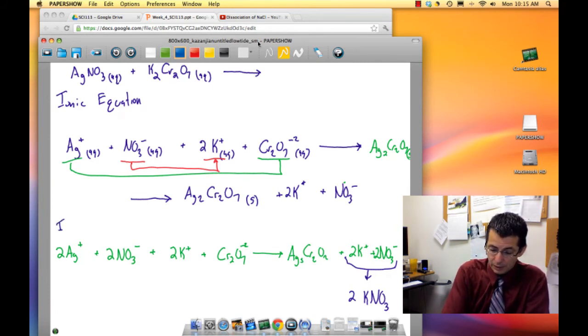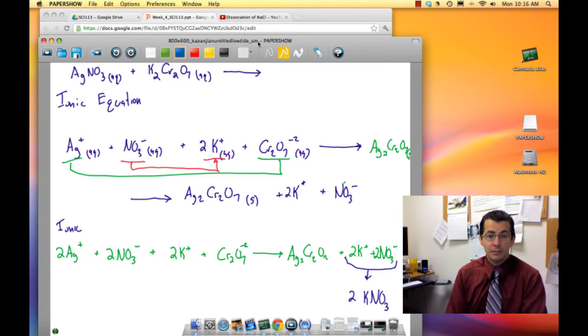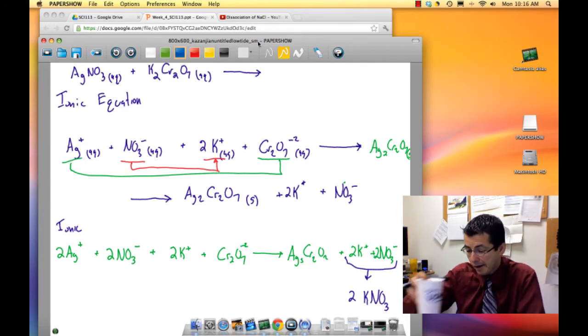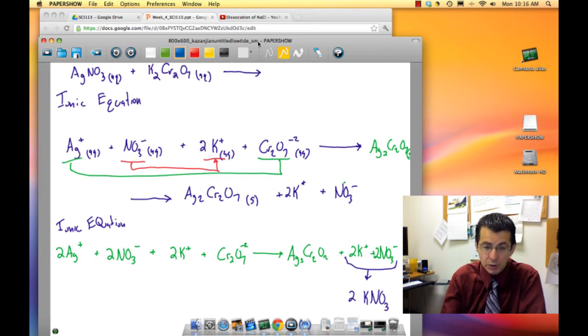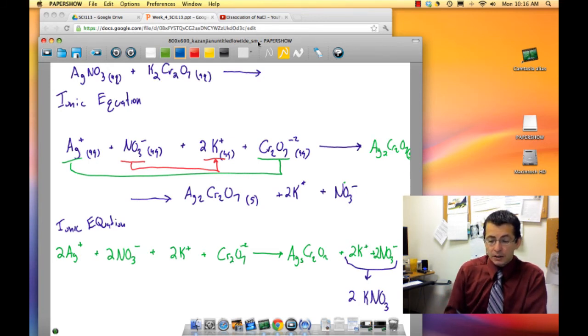This is the ionic equation. Break everything down into its ions, see if anything combines, balance. Now the ionic equation gives us a lot of information. We can also use it stoichiometrically. But there's another, we can then take this ionic equation and recombine it to make the molecular equation, which we did with the potassium.